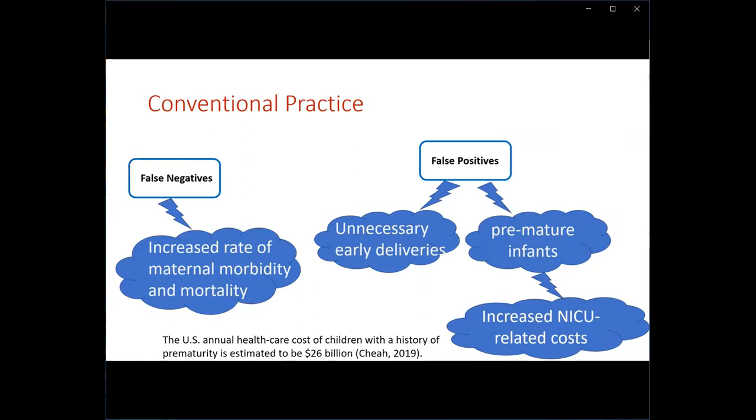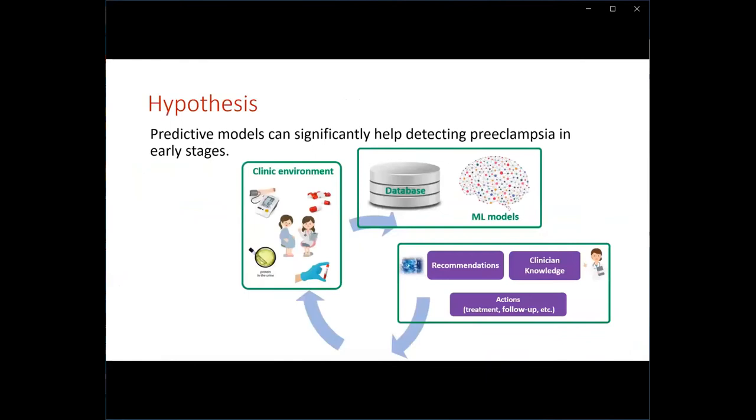In this case, the outcome is a higher rate of early deliveries and a higher rate of premature infants, which consequently means that we pay more for NICU costs. Just to get a sense of these costs, we spent $26 billion in 2019 for premature babies in NICU. I hope you now see that improving the early and reliable diagnosis of preeclampsia is vital.